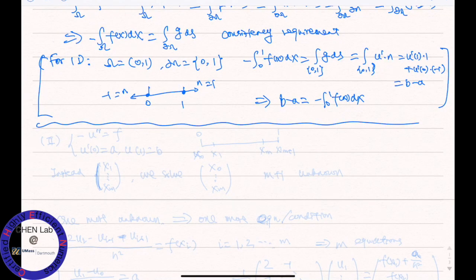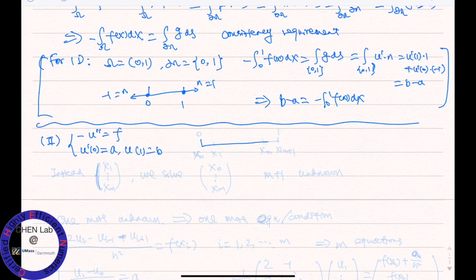So a less trivial Neumann boundary condition is a type of equation 2, where we have u double prime is equal to f, and we are given, for example, that u prime(0) is a, and at 1 we don't give u prime. Instead, we specify u(1) is equal to b.